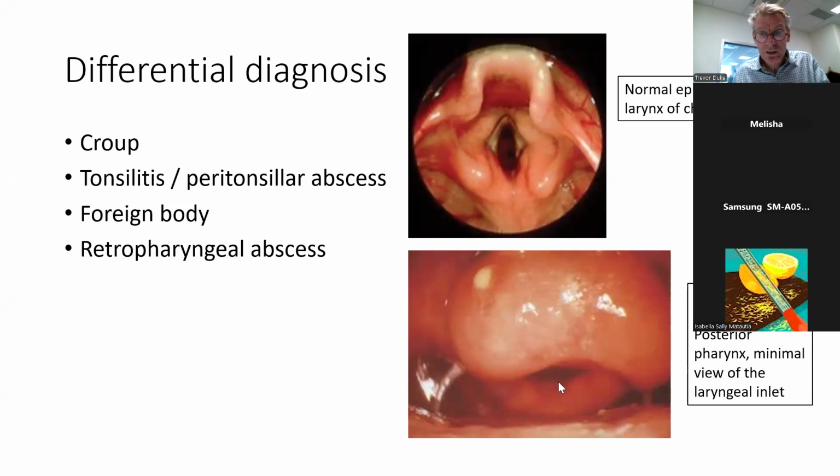And here you can see that unlike in the normal view, where you can see very clearly the laryngeal inlet and all the way down the trachea, in this one it's very hard to see the laryngeal inlet, and you can see how it's almost completely obstructed by the swollen retropharynx and the swollen epiglottis.